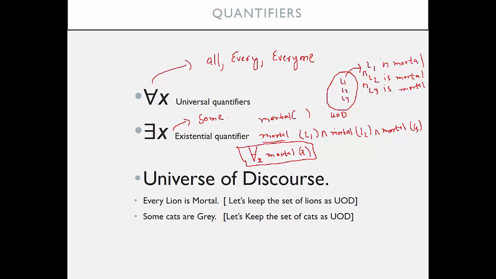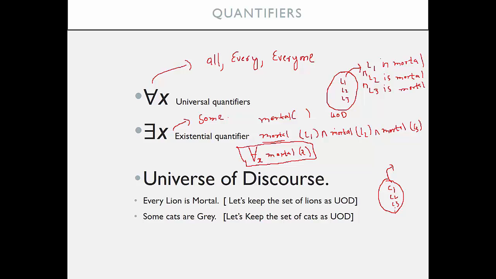Let's take a universe of discourse where we have only cats. C1 is a cat, C2 is a cat, C3 is a cat, and it can go on and on. Now, if I take this cat out, it's not necessary that this cat will be gray. So anyone could be gray. C1 could be gray, or C2 could be gray, or C3 could be gray, or C1 and C2 could be gray. So the best operator that fits in this condition is OR.